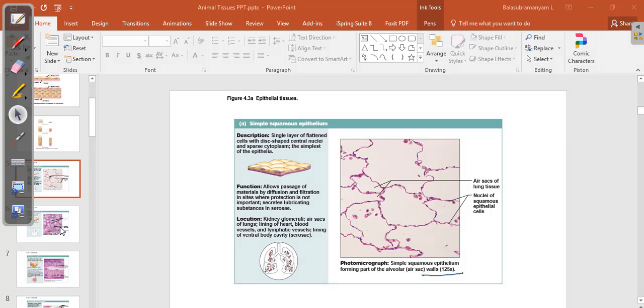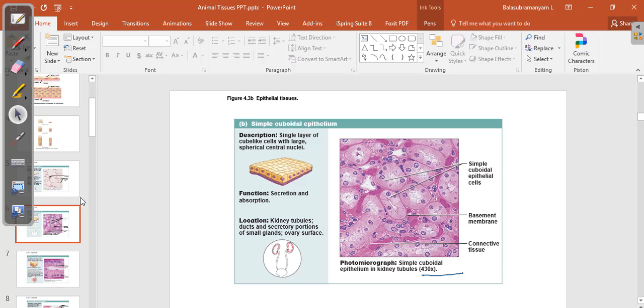Then you can see the next type of tissue called the simple cuboidal tissue, which has a single layer of cuboidal cells. Here you can see the basement membrane and the cells forming on it.